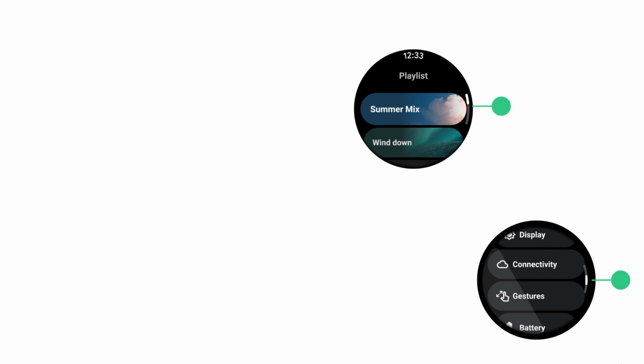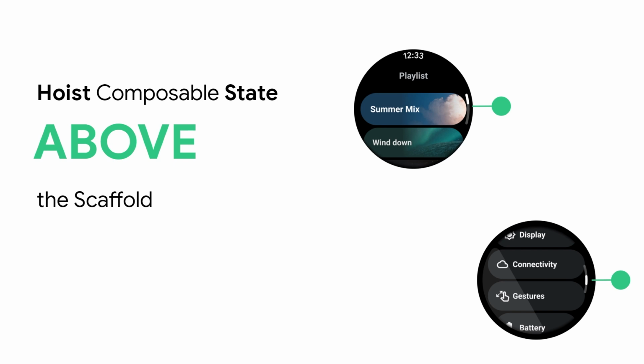So because the position, as I've talked about a little bit earlier, lives outside the content, that means you have to hoist the state above the scaffold. Again, this is because we just don't want it cut off on all the other screens, especially if they don't take up all the sides. There's some other benefits as well.